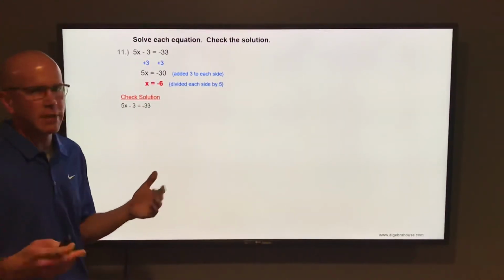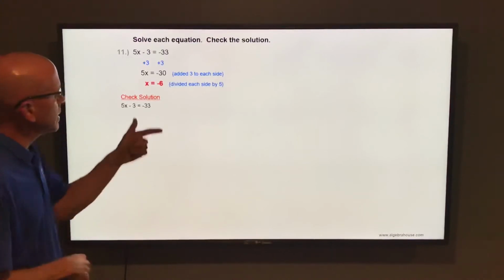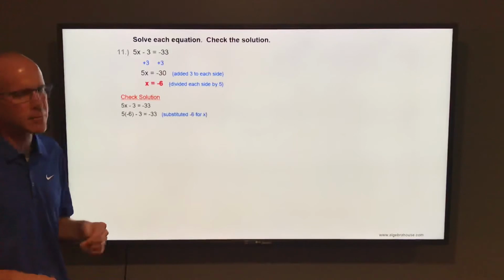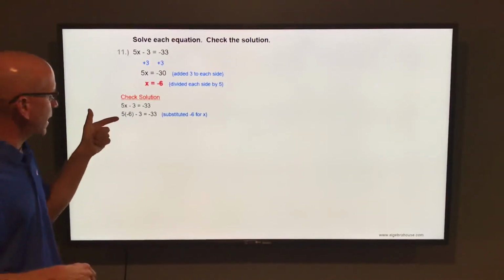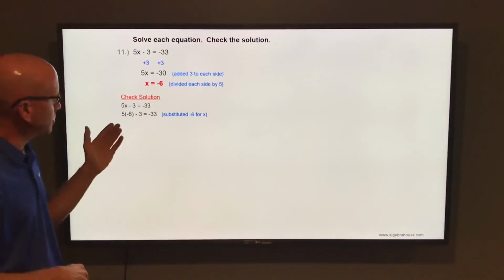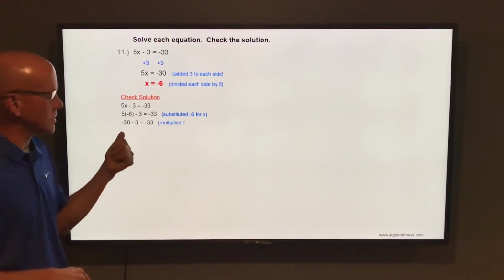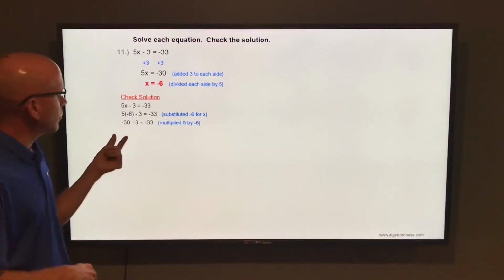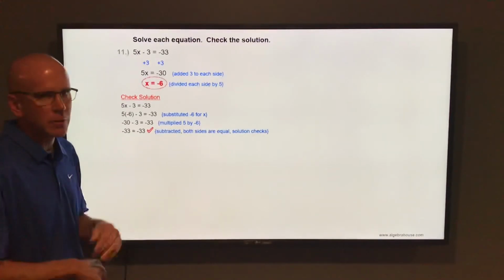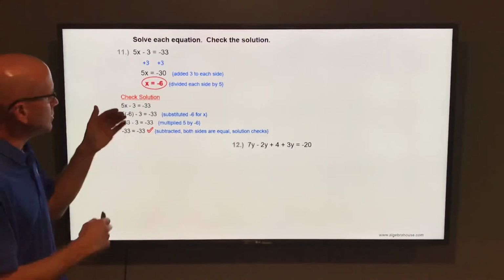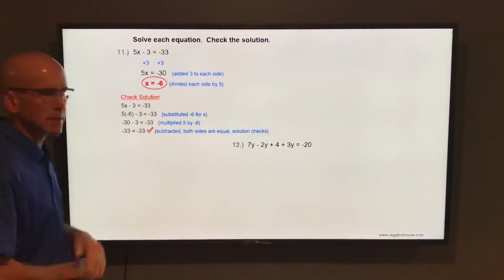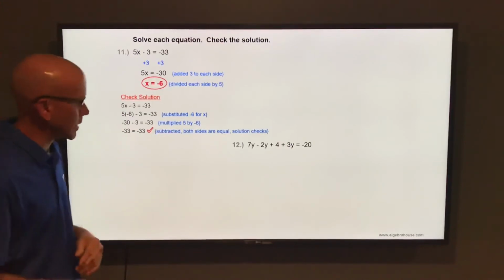But still, we want to check that and make sure we do have the correct solution. Substitute that negative 6 back in for x. So if you substitute negative 6 back in for x, you have 5 times negative 6 minus 3 equals negative 33. Watch your signs. 5 times negative 6 is negative 30. And negative 30 minus 3, that is negative 33. Both sides equal each other. We do have the correct solution. When you substitute the value of the variable back in and you get a true statement where both sides equal each other, you do have the correct solution.